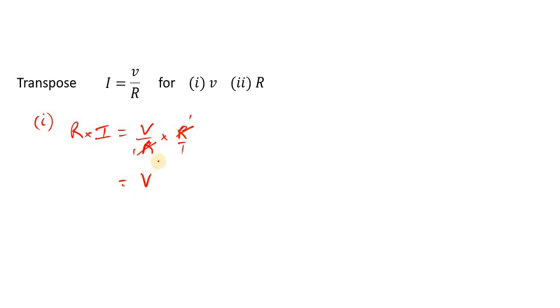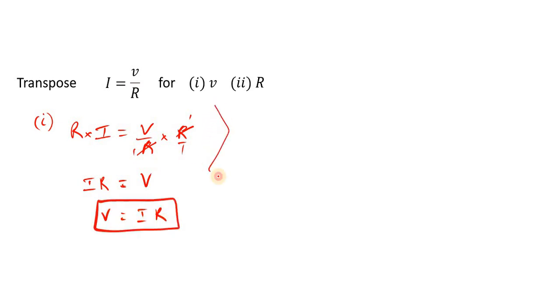So we're left with simply V. Now R into R is 1, so we have V times 1 is V. 1 times 1 is 1, so V over 1 is simply V. And on the left-hand side, R times I is Ri, or in alphabetical order, we could say IR. So V is equal to IR.